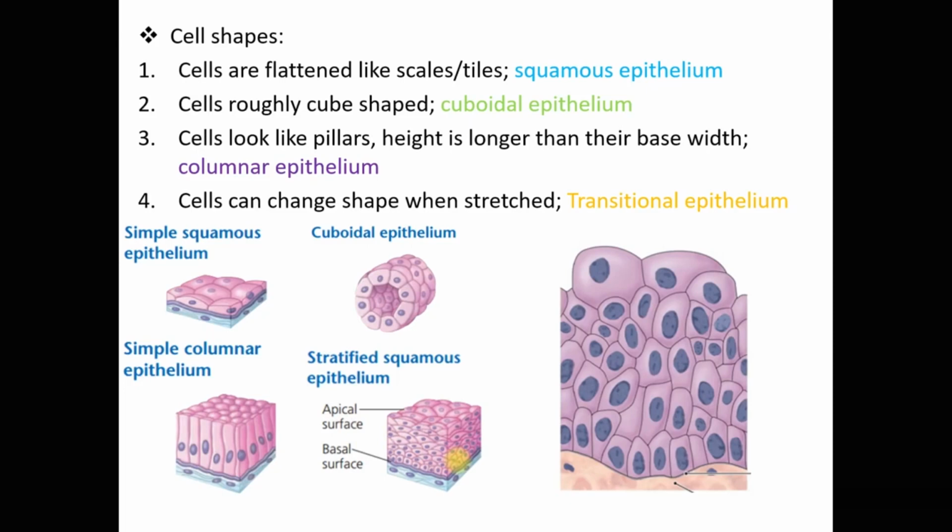So this special kind of cell is known as the transitional epithelium. We will discuss this later on.